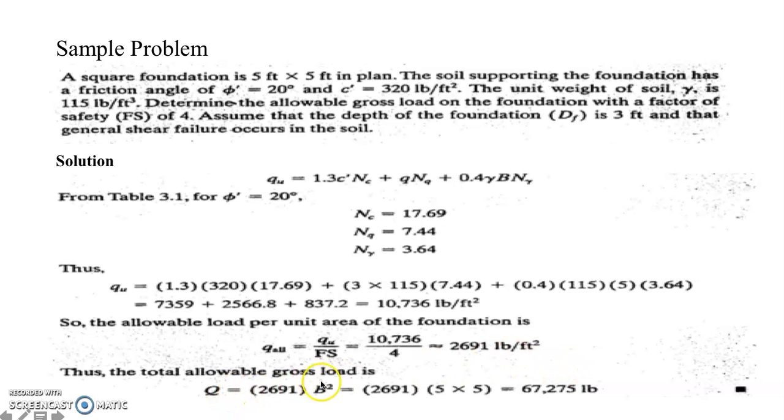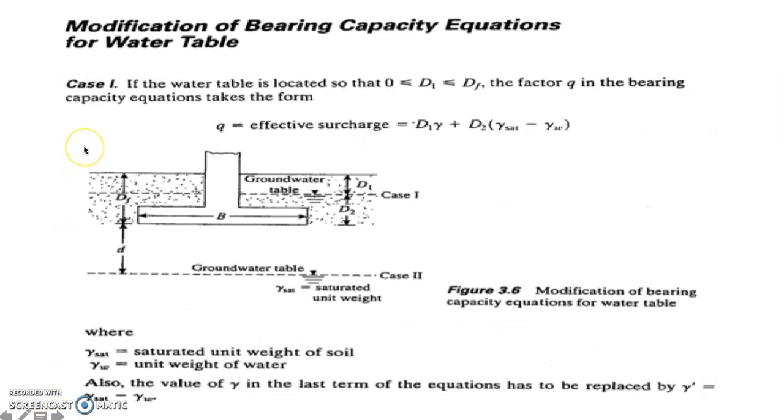So the total allowable gross load, capital Q, is equal to our allowable load per unit area of the foundation multiplied by the area of the foundation. Since this is square, that is B squared, which is equal to 67,275 pounds.